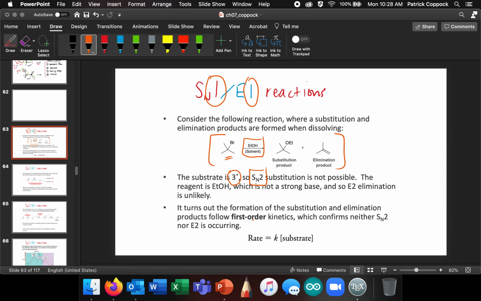Furthermore, we find that it follows first order kinetics. In SN2 reactions, we found that the rate was dependent on the concentration of the substrate and also the nucleophile. Remember that? That was an SN2 reaction, but in an SN1 reaction, it's not dependent on the nucleophile, just the substrate. So why is that?